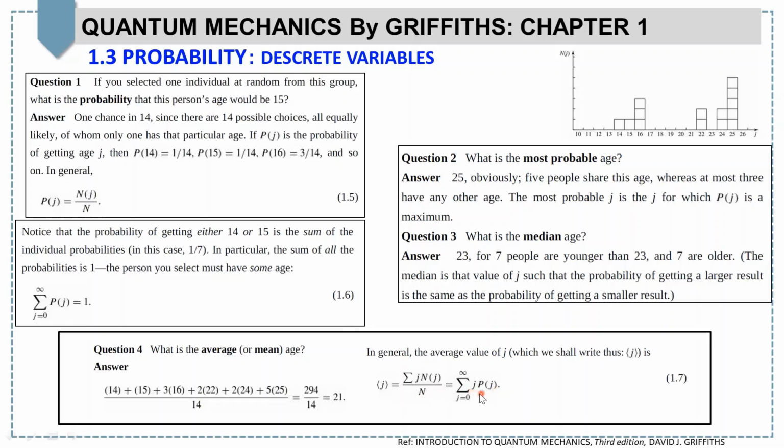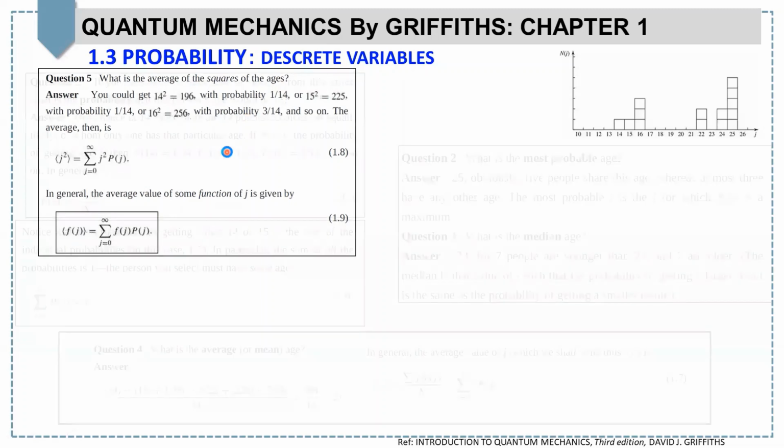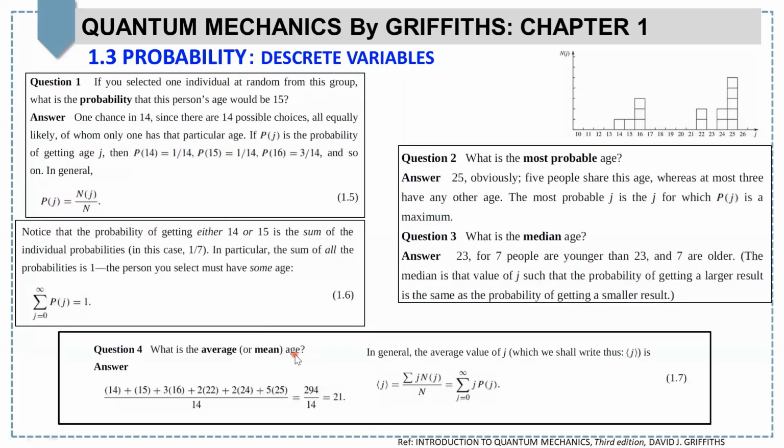And j is simply any number of age that we multiply with the probability of getting that age. So this is the general form for the average value of j. In question number 4, we answered what is the average of age, and in general form we write summation j equals 0 up to infinity of j times p of j.